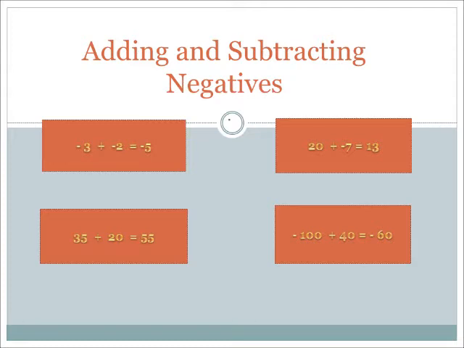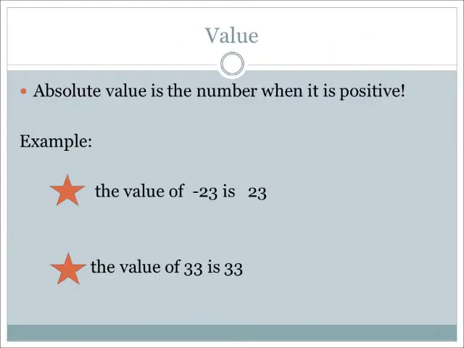Now, looking at these 4 different scenarios, can we make any rules to try to determine how to add and subtract negatives? Before we go through the rules, let's just review for a second the idea of value, or sometimes it's called absolute value in math. When I refer to the value of a number in this lesson, all I mean is that the number is positive no matter what. Whether it is a negative number like -23 or a positive number like 33, the value of both of these numbers will be positive.